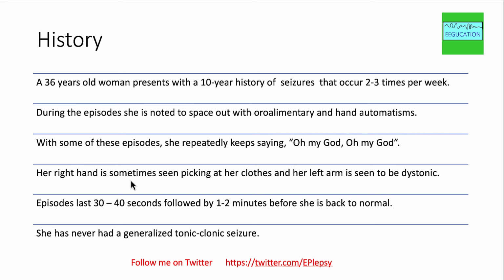So that is right hand automatisms. Usually you see automatisms ipsilateral to the side of the seizure generator, or the same side. And her left arm is seen to be dystonic. So dystonic posturing is seen on the contralateral side of the seizure generator. She's never had a generalized tonic-clonic seizure. That is an important fact that has been provided to you, and let's see why.